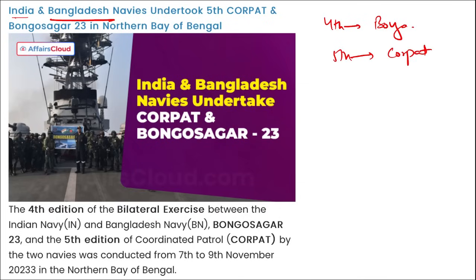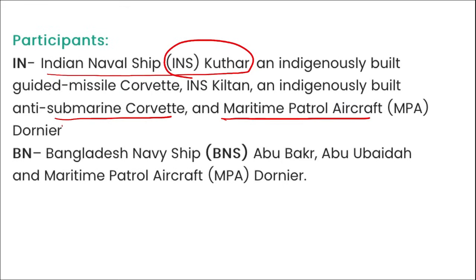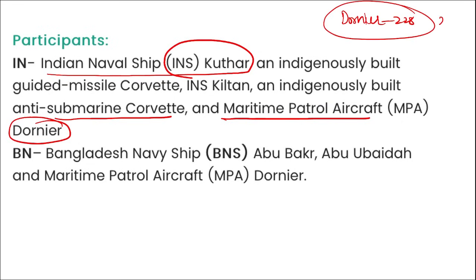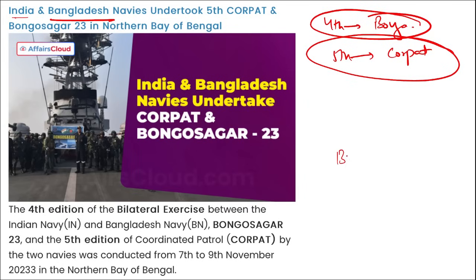The next thing that can be asked here is which Indian naval ship took part in this particular exercise. INS Kuthar took part in this exercise. Then a submarine, corvette and the maritime patrol aircraft Dornier took part as well. And if the question asks the name of the patrol aircraft that was gifted by India to the Sri Lankan Navy for surveillance, it is Dornier 228, and this was the second aircraft. The first one that was given has been given back to India for repair and maintenance. From the Bangladesh side, it is the Bangladesh Navy ship BNS Abu Bakr that took part in this exercise. So coming back, 4th edition of Bongosagar and 5th edition of the CORPAT exercise, and the location is the Bay of Bengal.